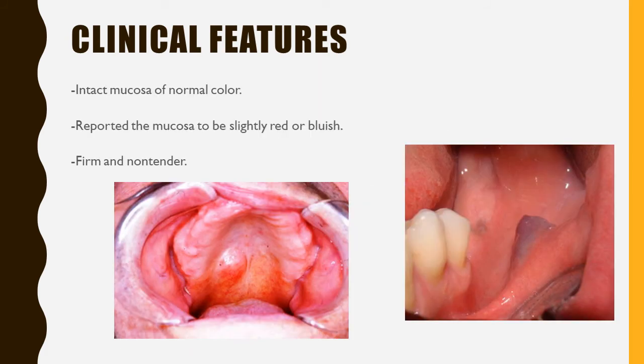The mucosa over it will be intact and has been said to be of normal color, while some authors have reported the mucosa to be slightly red or bluish. On palpation, adenomatoid hyperplasia will be firm and non-tender.